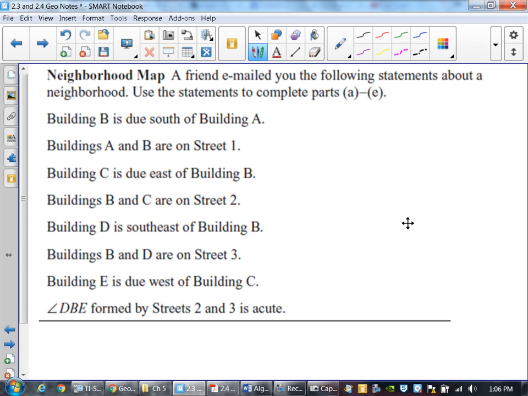Now, a couple of the definitions that you're going to hear on these things are the terms due south, due east, due west. What does due south mean? Go south. Okay. So if building B is due south of A, if I put A on the board, where do I put B? Below it, right? Like Chicago is due east of here. If we take a right and just go that way 67 miles, we'll be in Chicago. All right? That's the idea.